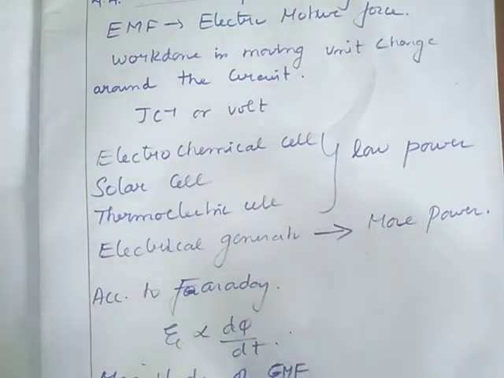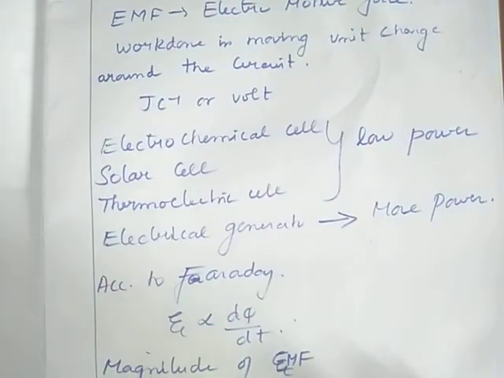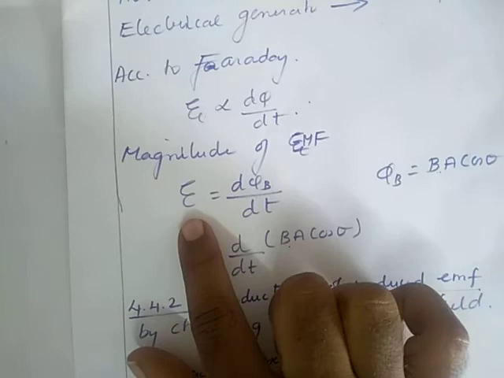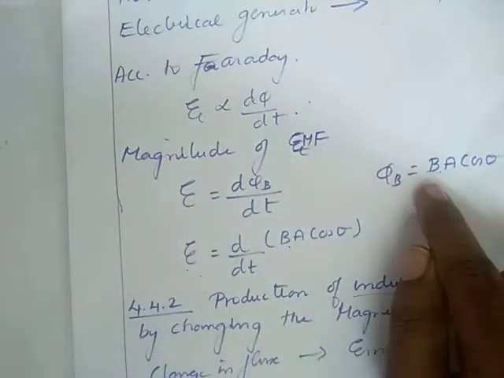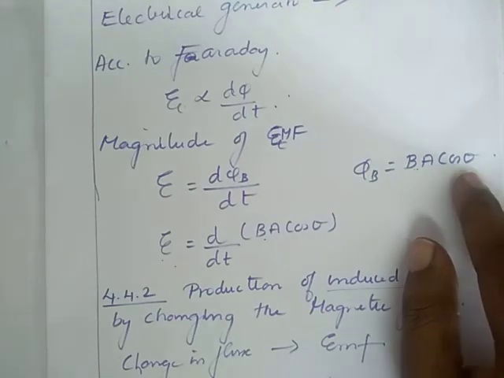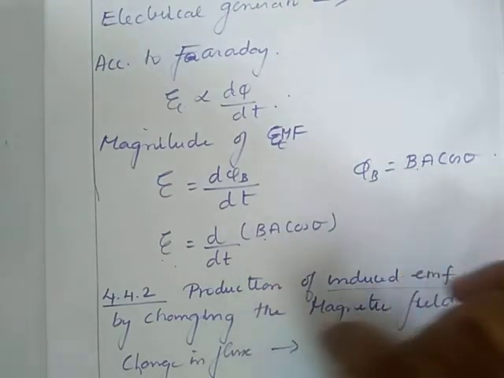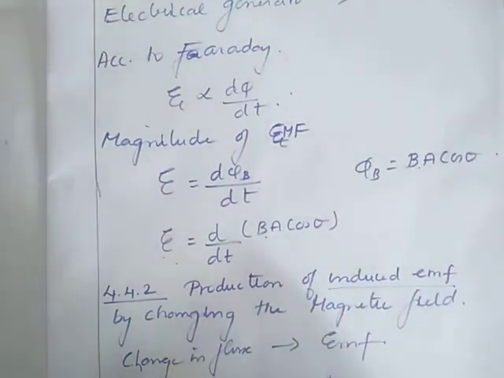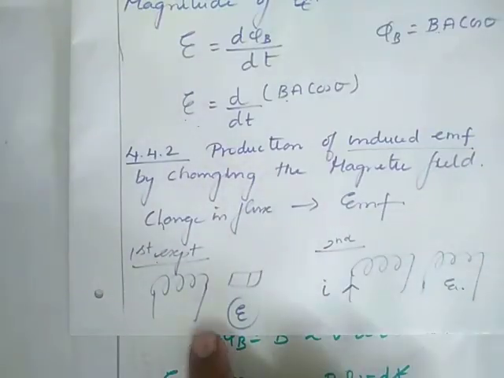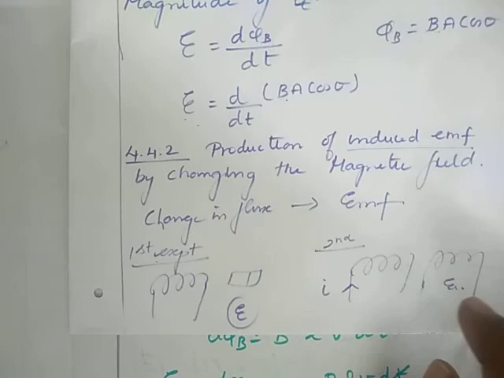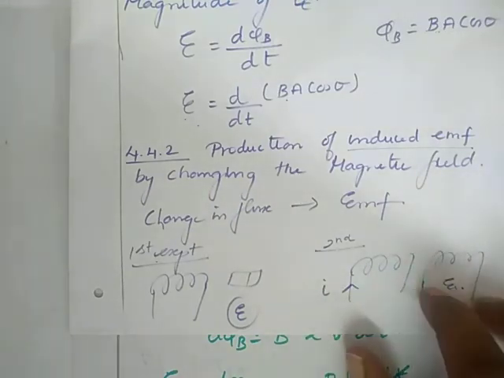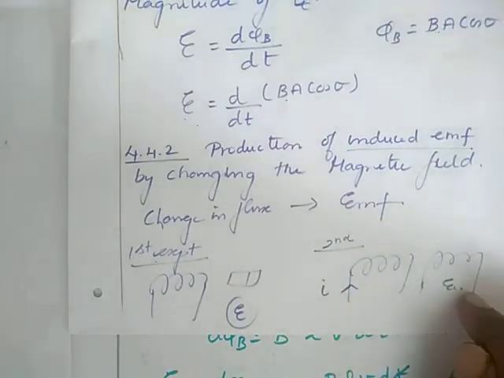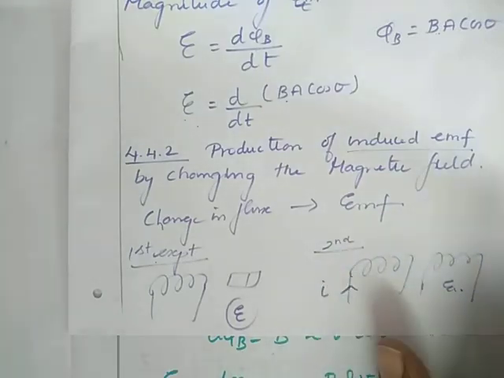Then we know, according to Faraday, EMF can be produced by changing the flux with respect to time. How to change the flux? By changing the magnetic field, or the area, or the orientation of the coil. In the first method, we change the magnetic field. Whenever the relative motion between the coil and the magnet changes, EMF will be produced. Or when two coils are placed in close proximity, if the current I flowing in coil 1 changes, it will produce an EMF in the neighboring coil. This is a method to produce EMF by changing the magnetic field.